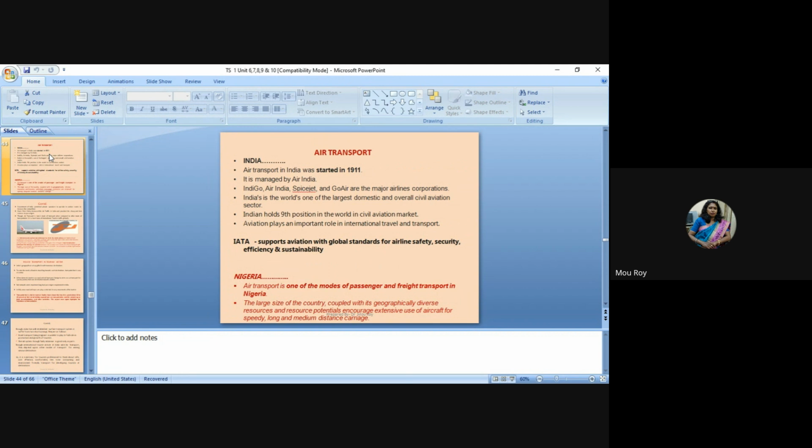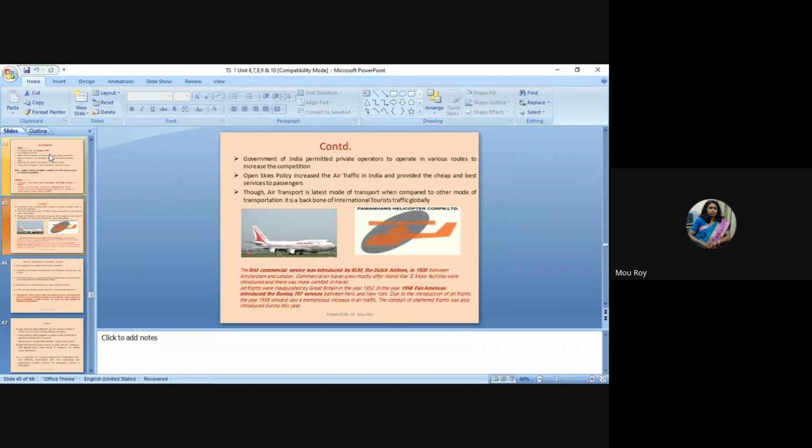Then about air transport, it started in the year 1911, and it was managed by Air India. We have different airlines, domestic as well as international, and India holds ninth position in the world in the civil aviation market, so we are proud of that. IATA, the International Air Transport Association, supports aviation with global standards for airline safety, security, efficiency, and sustainability. Then there are some helicopter companies.